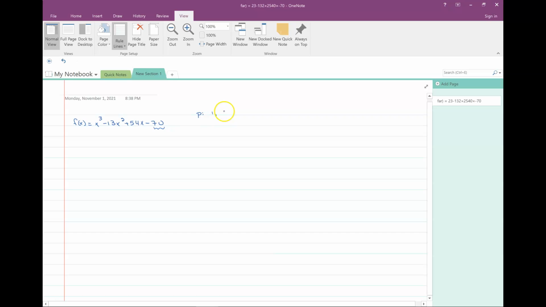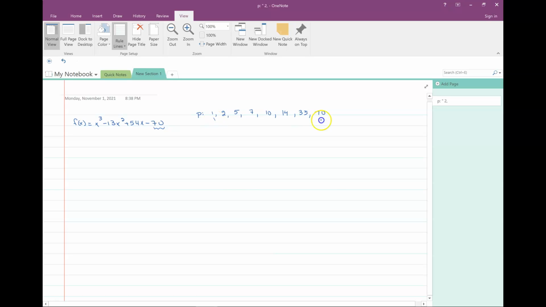It's 1, 2 is a factor of 70, 3 is not, 4 is not, 5 is a factor of 70, 6 is not, 7 is, 8, 9 is not, 10 is, 14 is a factor of 70, 35 is a factor of 70, and then 70 is a factor of 70. So how does that work?